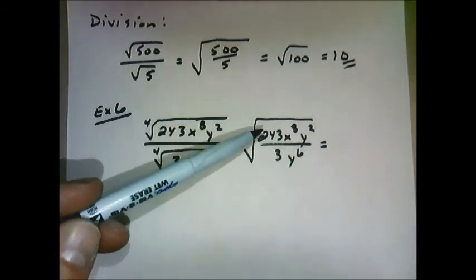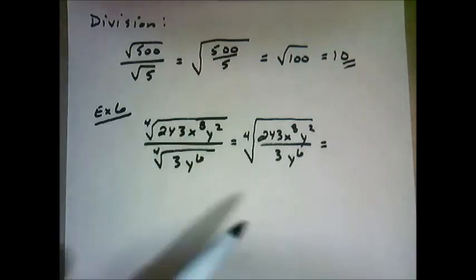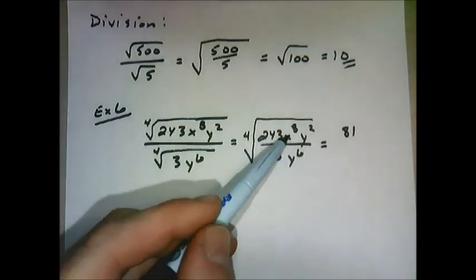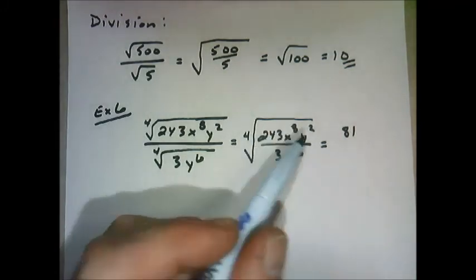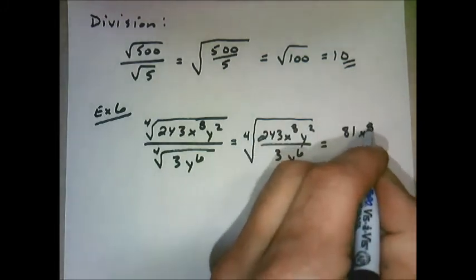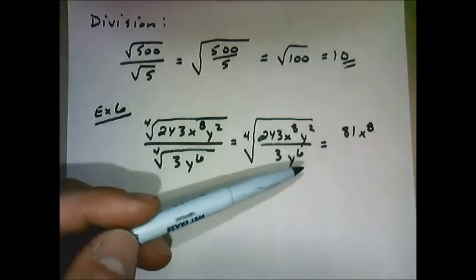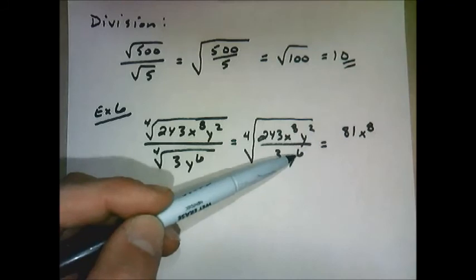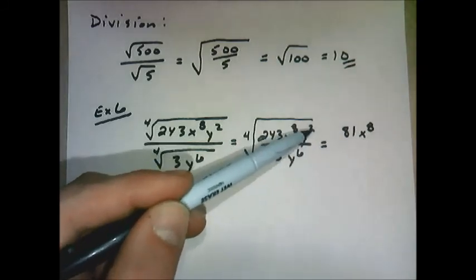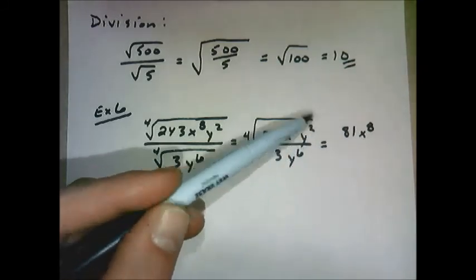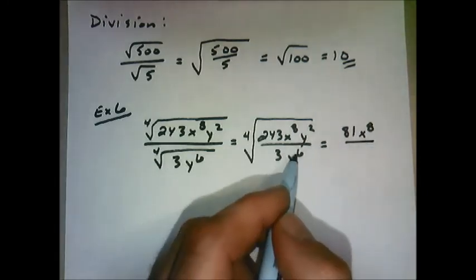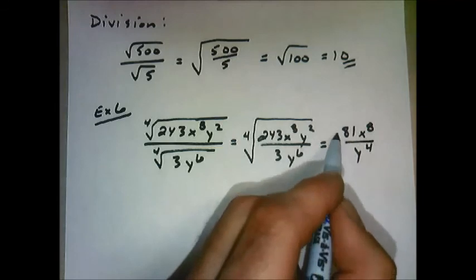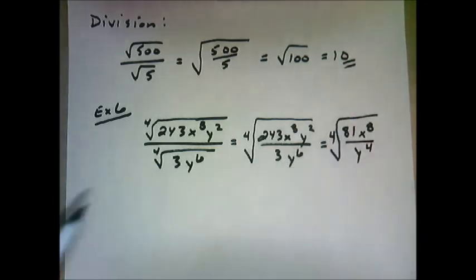I can go ahead and divide this out. 243 divided by 3, I get 81. My x's, I only have x to the 8th. And remembering my rules for dividing variables with exponents, I have 6 on the bottom for my y's. I have 2 y's on the top. Subtracting 6 minus 2 gives me 4, but I have that on the bottom. And I still have the fourth root of that entire fraction.